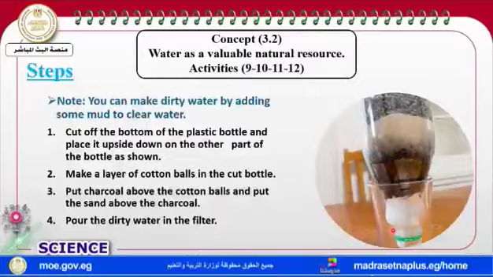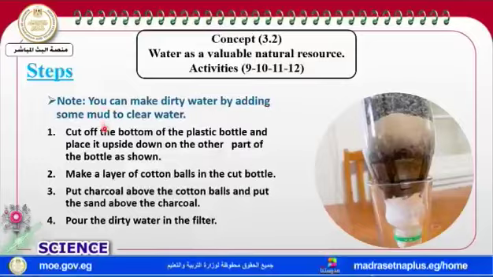Now, how can you make this dirty water? We can make the dirty water simply by adding some mud to the clear water. If you add the mud to the clear water, it will be dirty water. And now, by this simple water filter, we are going to what? We are going to make it clear. Okay? Let's start with the first step.